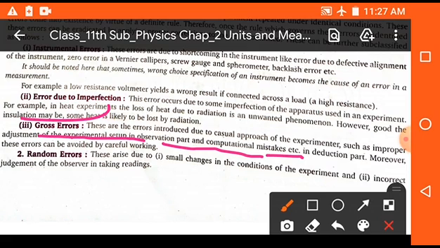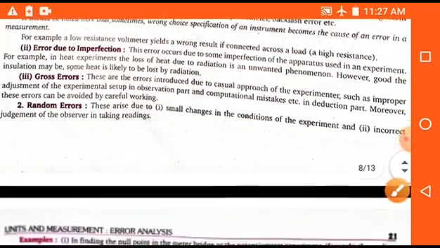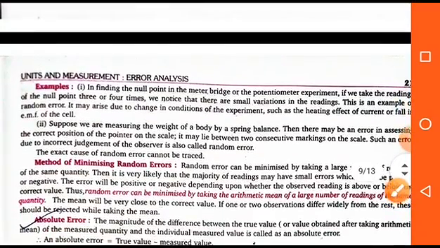Clear? Now random error. These arise due to small changes in the conditions of the experiment and incorrect judgment of the observer in taking the reading. So these are called random error. Clear? Okay students.